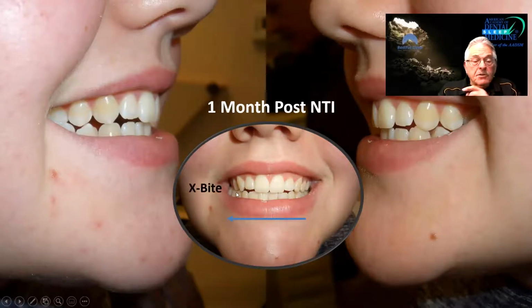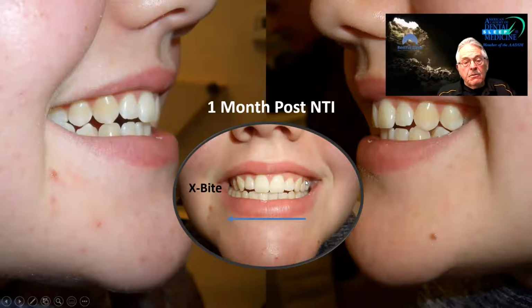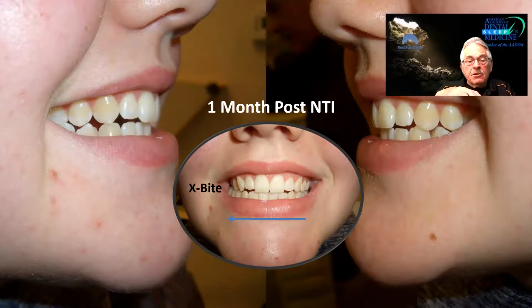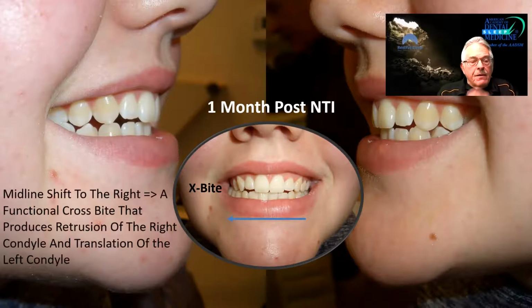Okay, we have a crossbite. Actually, what we have here is we have a narrow maxilla compared to the mandible. It is not a bilateral crossbite. This is what we call a unilateral functional crossbite. So the patient shifts their jaw one way or the other in order to get some sort of intercuspation or functioning of their teeth.